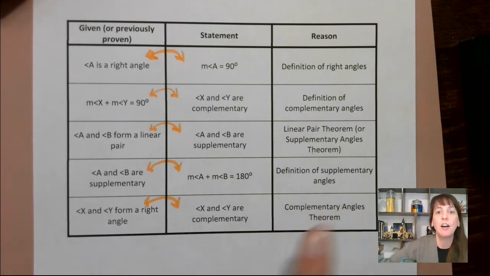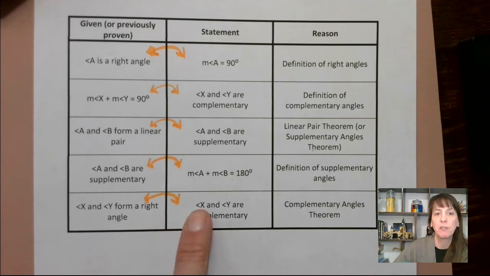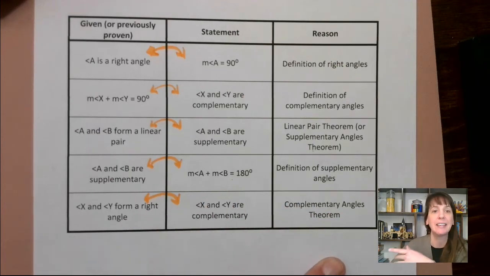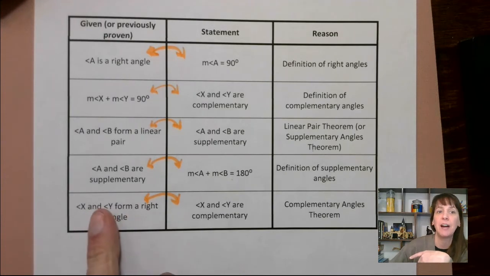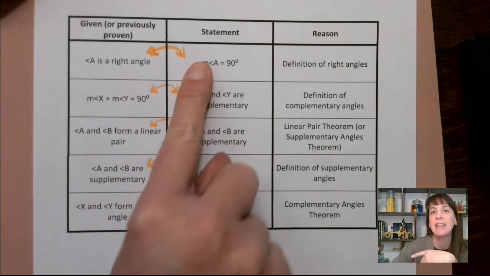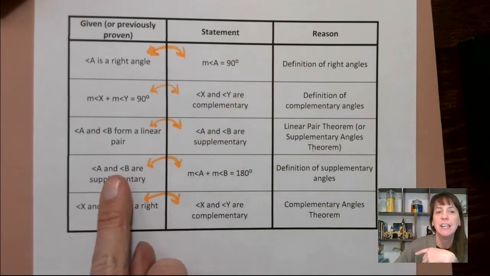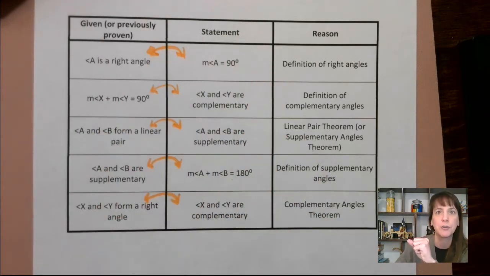Now, let's talk about this down at the bottom here. X and y form a right angle, therefore x and y are complementary, and vice versa. Those are the complementary angles theorem, saying that if angles are complementary, they form a right angle. Then after you say that you've formed a right angle, we come up here and say, okay, that must mean that these guys together are 90 degrees because it's the definition of a right angle. So this seems kind of confusing right now, but I think this is a really helpful chart in order to understand why you have to prove things the way that you do.